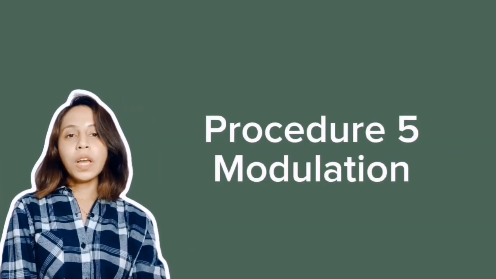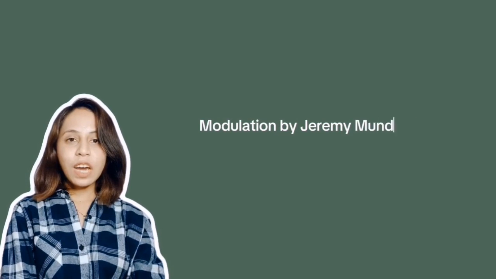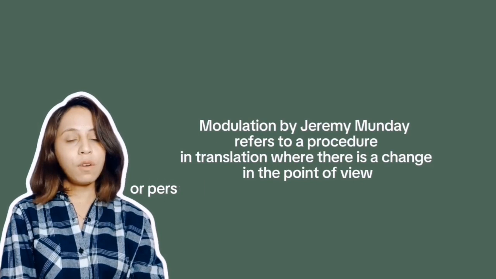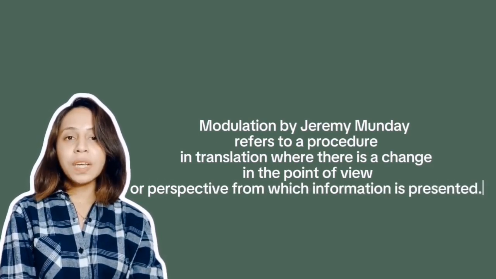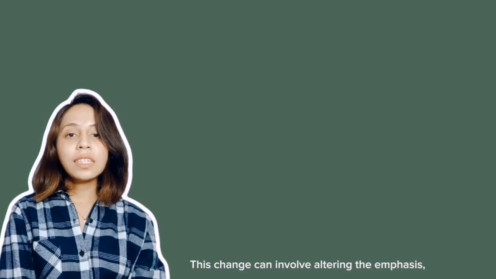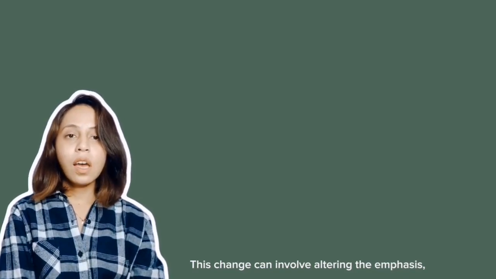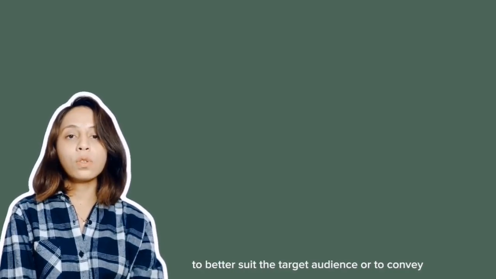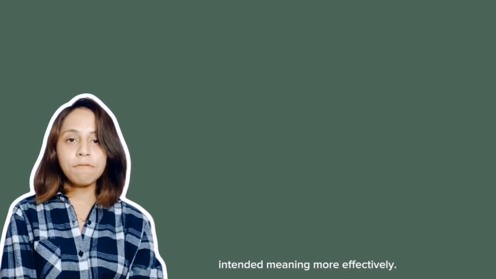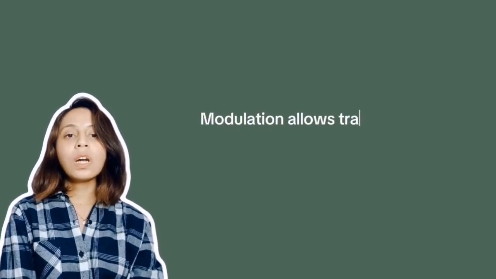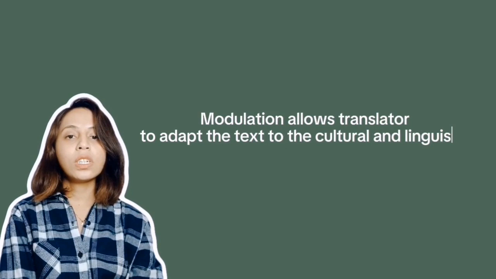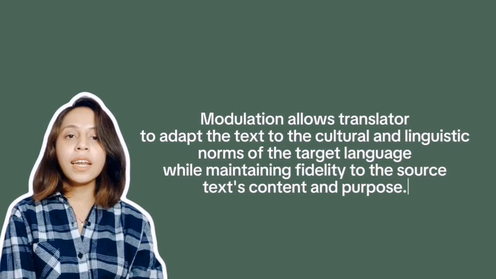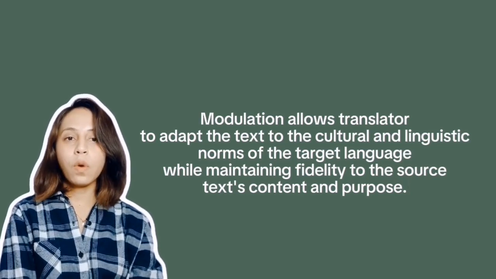Procedure 5. Modulation. Modulation, by Jeremy Munday, refers to a procedure in translation where there is a change in the point of view or perspective from which information is presented. This change can involve altering the emphasis, tone, or style of the original text to better suit the target audience or to convey the intended meaning more effectively. Modulation allows the translator to adapt the text to the cultural and linguistic norms of the target language while maintaining fidelity to the source text content and purpose.